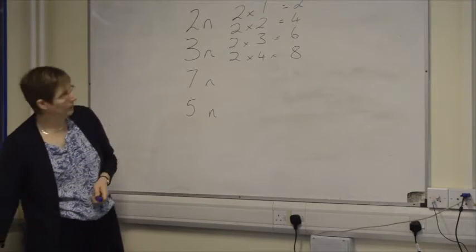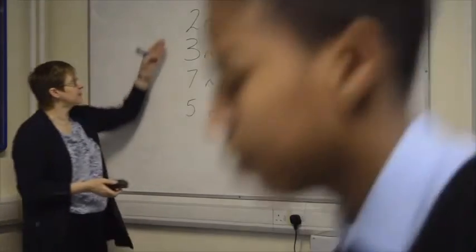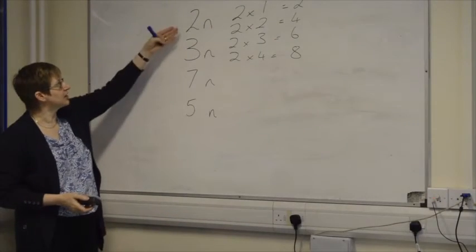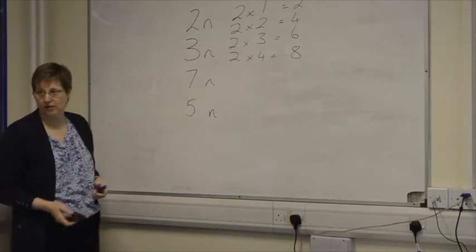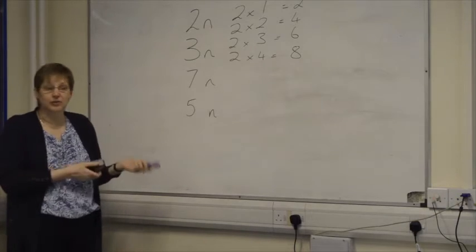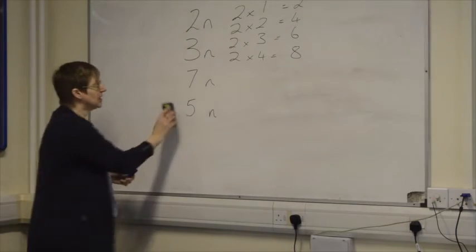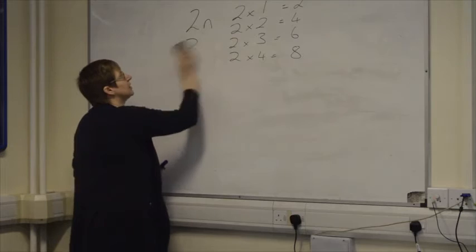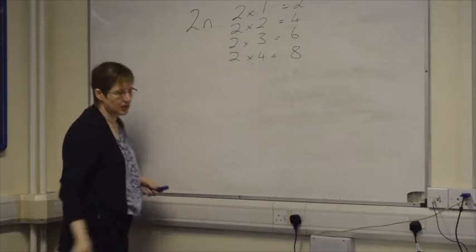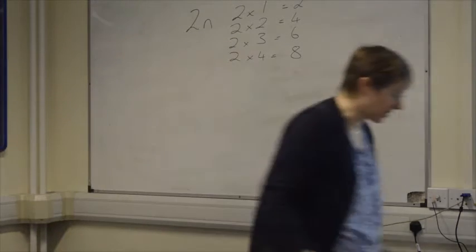So, we're going to create the different times tables by writing it as 2n, 3n, 7n and 5n, or whatever we wanted, 4n, 6n, anything at all. If we wrote it like that, we would create the different times tables. So, let's have a look at this.